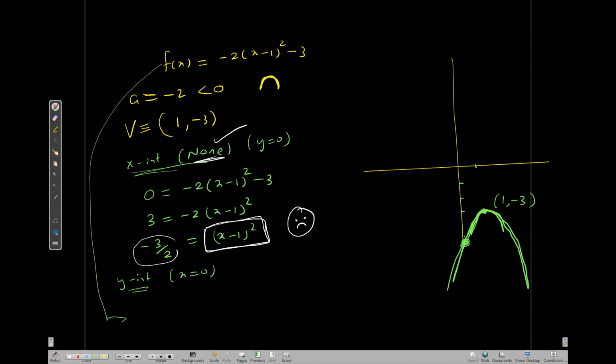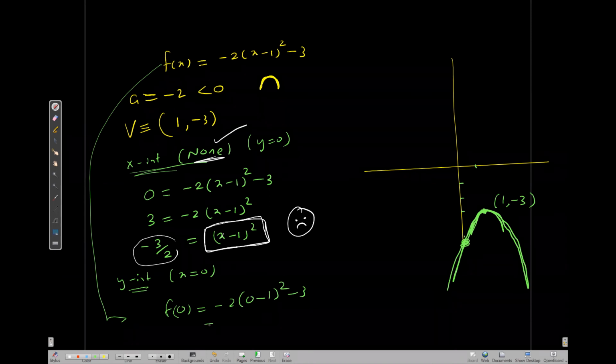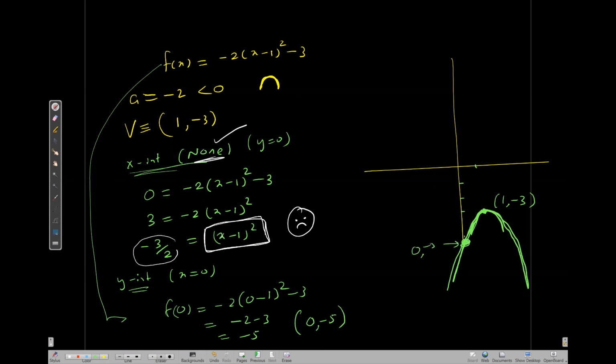So f of 0, that means the y value of the y-intercept when I make x equal to 0: (0 minus 1) squared minus 3. So (-1) squared is just 1. So -2 times 1, -2 minus 3, -5. So the actual y-intercept is (0, -5), which makes sense. It looks like that. So here (0, -5). And the axis of symmetry is pretty easy: x equals 1, just from looking at this equation. And basically we have drawn it, right? And yeah, I think that's enough examples because that's the technique.